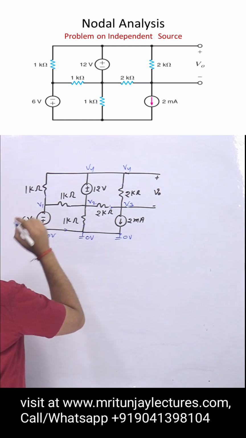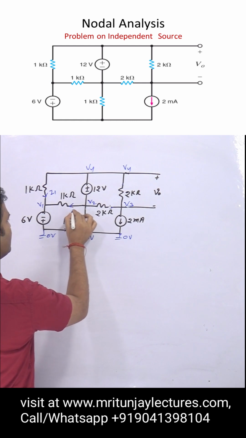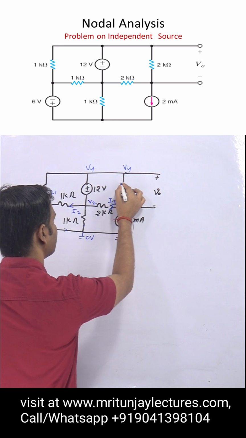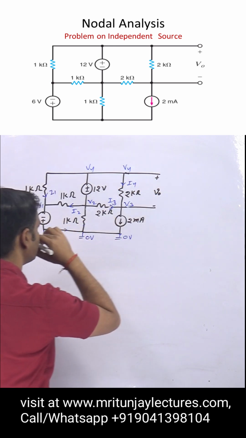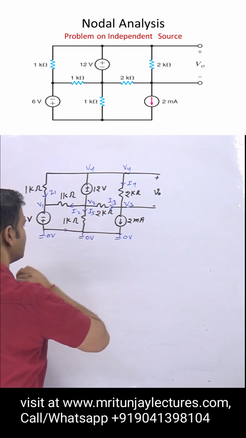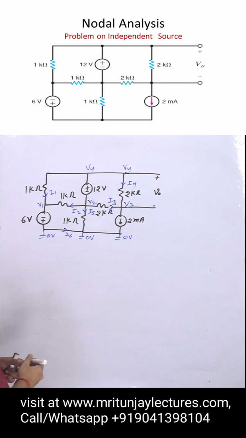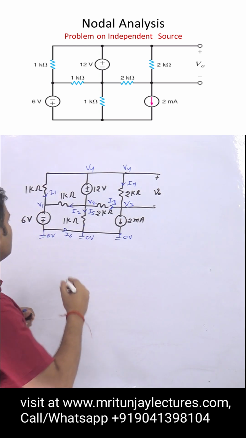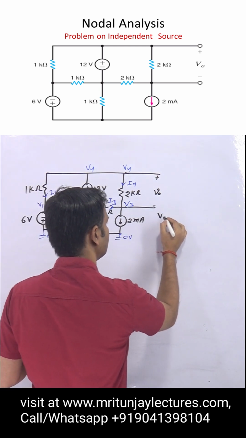We have taken here I1, I2, here I3 current, here I4 current, here I5 current, clear or not? Here I6 current, clear or not? Current in all of them.